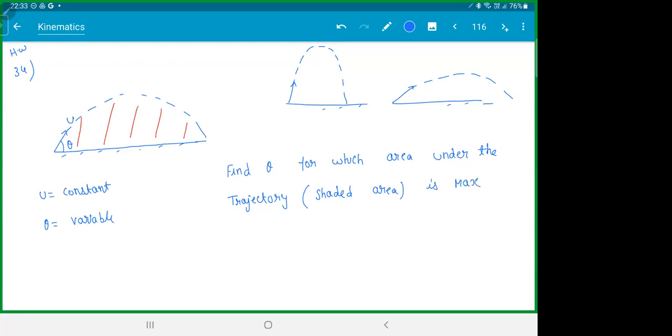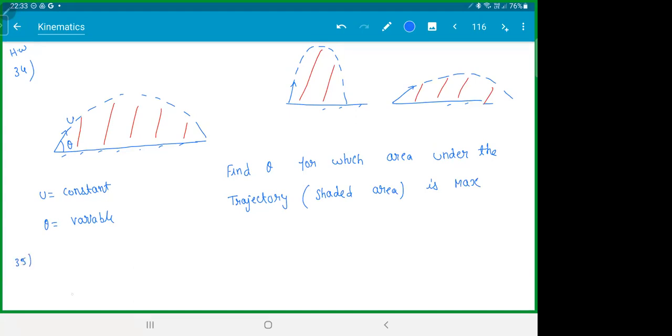Get my question? Because see, when you throw with different angles, you get different areas. Among all the areas, there is one angle which will give you the maximum area. Got my question? Sure, give that a try.